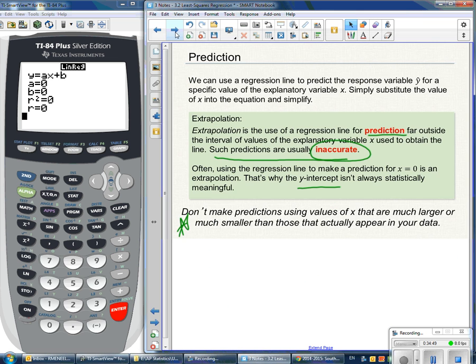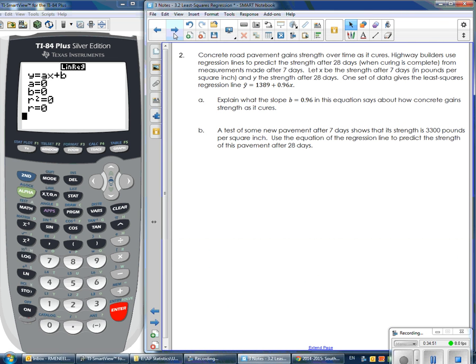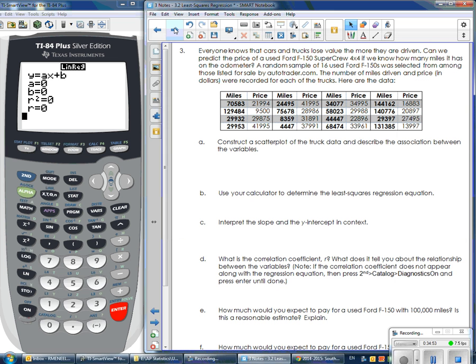So you have several more examples to do in class, problem number 2 and 3. And with number 3, you can use your calculator. You do not have to come up with a regression equation by hand. But I do have another example to give you a little bit of practice with calculating it by hand, and it's in a wrap-up. So it's a separate worksheet that I'd like you to do.